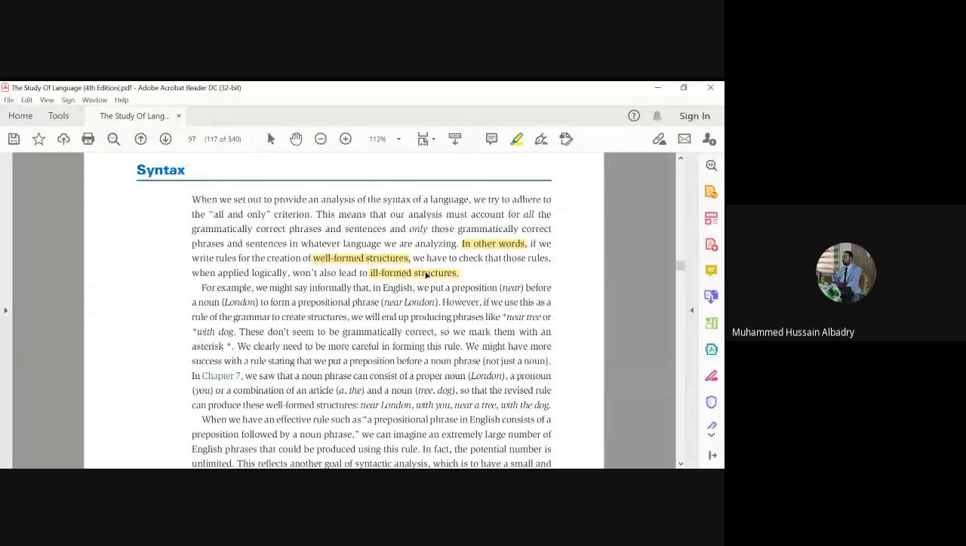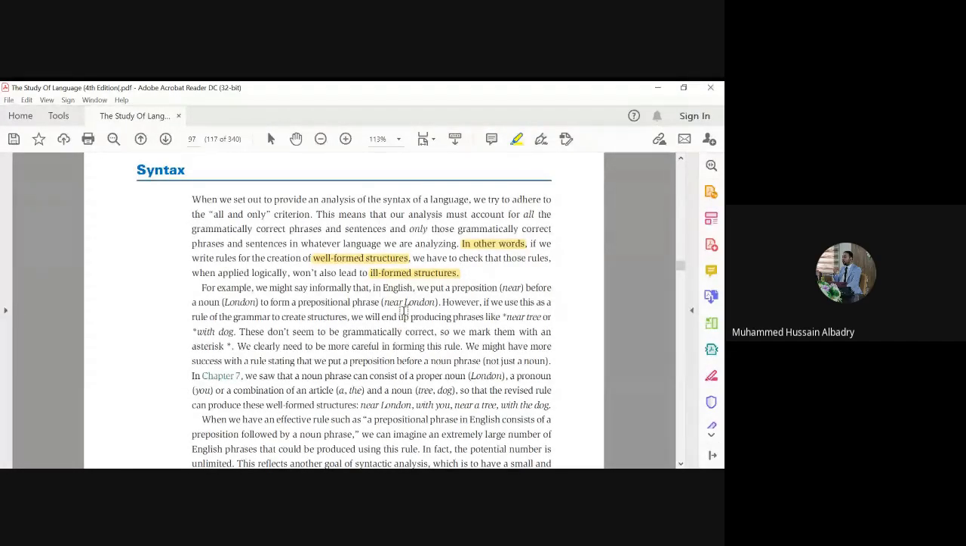So this is what we mean by syntax: creating, writing rules in order to create well-formed grammatical structures. For example, in English, when we put a preposition before a noun, London, to form the prepositional phrase near London, can we apply this rule to put a preposition before a noun? It will be correct here: near London.